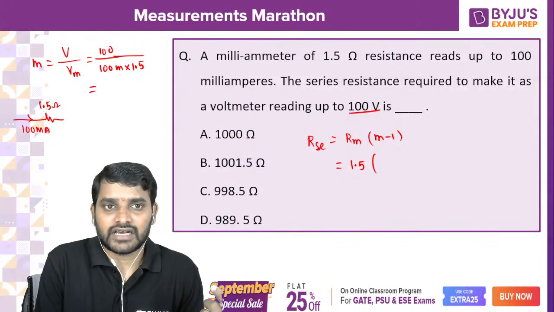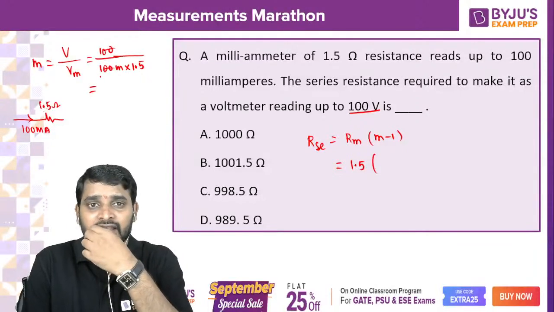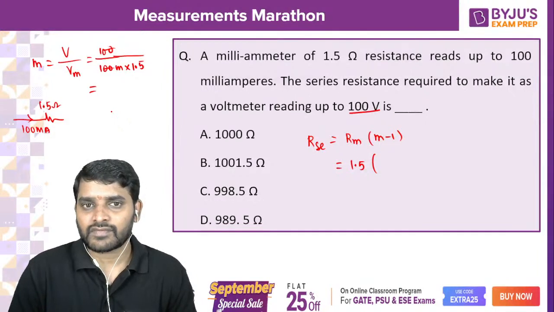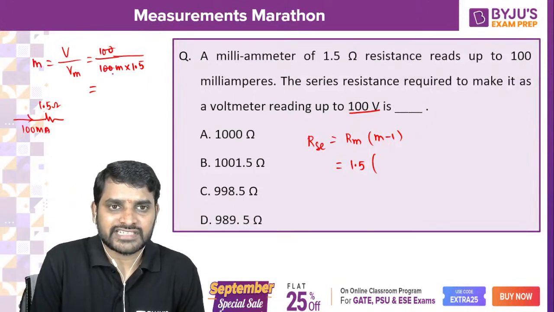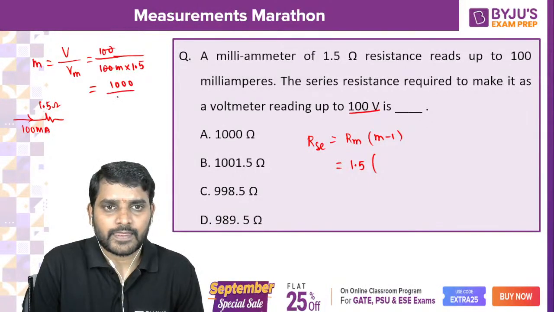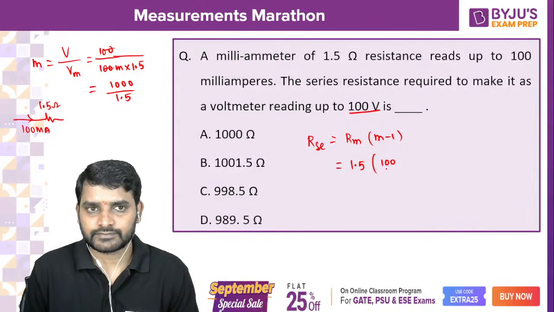So if I take up 100, it gets cancelled. Milli, if milli goes up, it will be 1000. So 1000 divided by 1.5. Is it so? Thousand divided by 1.5, right? 1000 divided by 1.5 minus 1.